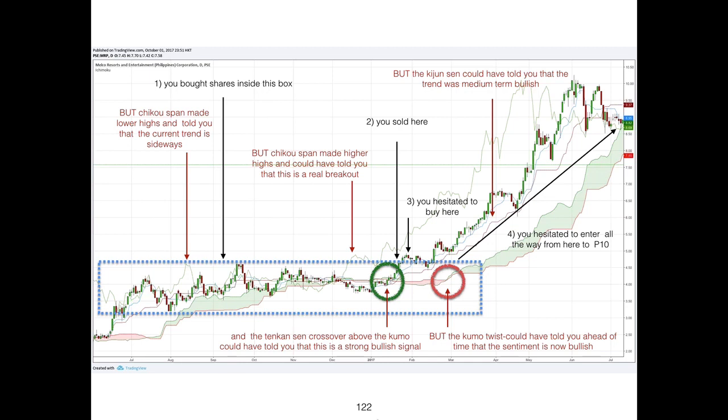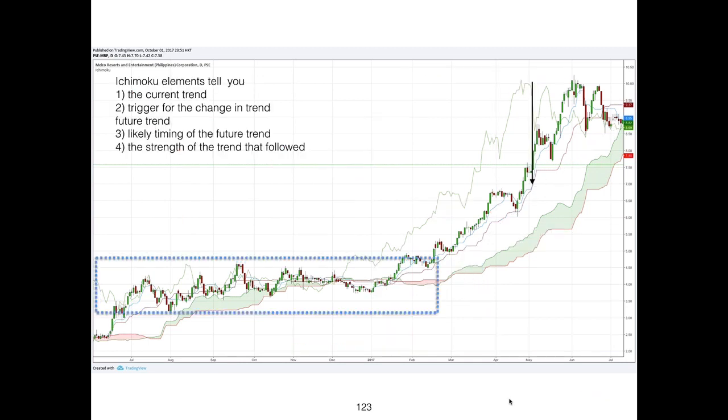So had you known how to use Ichimoku from this time, you would have avoided all the drama that came with not knowing what the market would do, because Ichimoku is able to provide you with an analysis of price action with regards to past, present, and future direction. So Ichimoku elements tell you the current trend, which was sideways in this area.